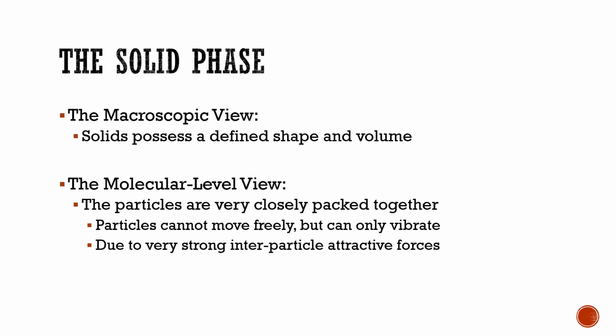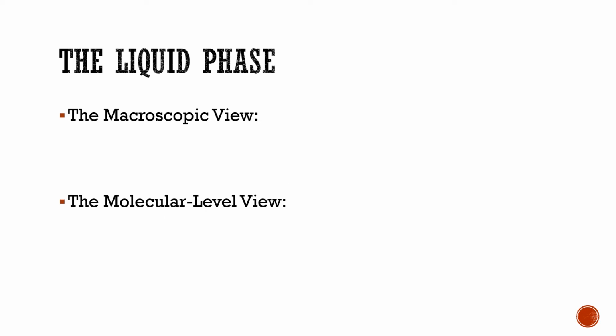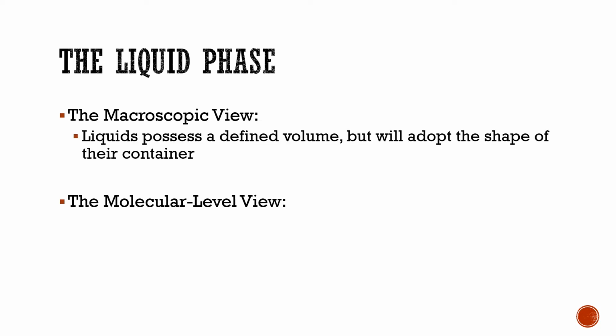Because of these very strong attractions, the particles in a solid are locked in place and cannot move freely, but can only vibrate. Moving on to the liquid phase, the macroscopic view shows a phase of matter that has a defined volume but lacks a definite shape. Liquids will adopt the shape of their container.